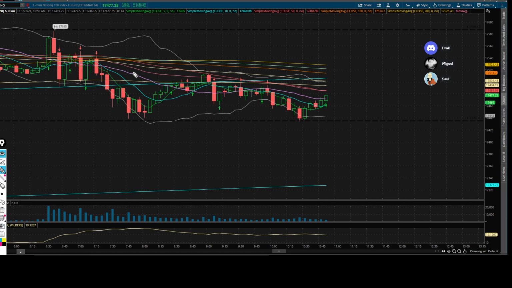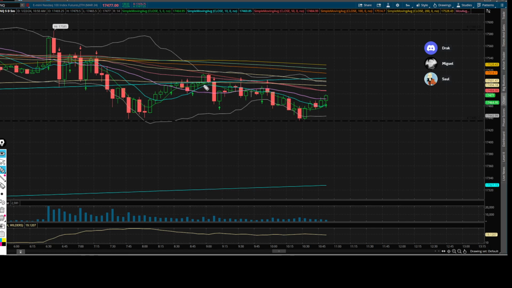What is the average true range of a 5-minute candle? That's what I'm going to use to take profit. So if the ATR is sitting at around 19 points and I'm able to take a bounce for 15 points, 16 points, 17 points, 19 points, 20 points, I'll go ahead and take those profits.